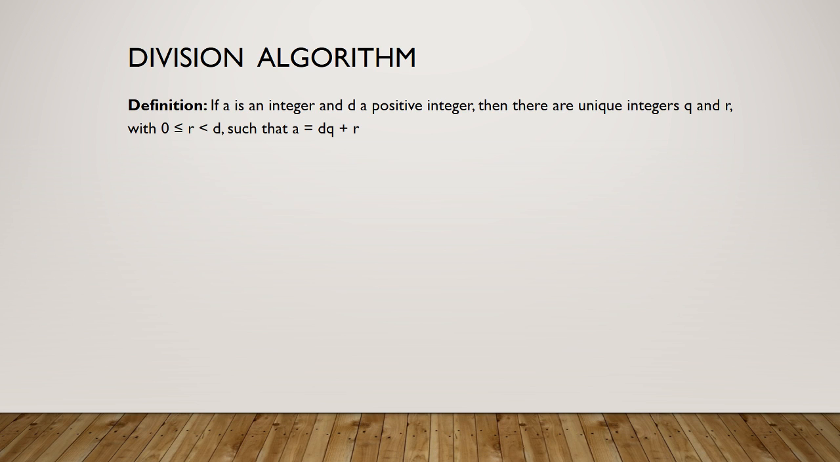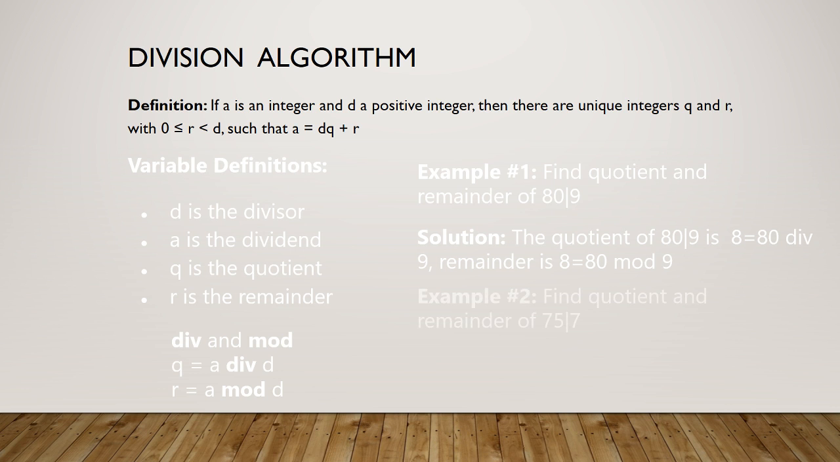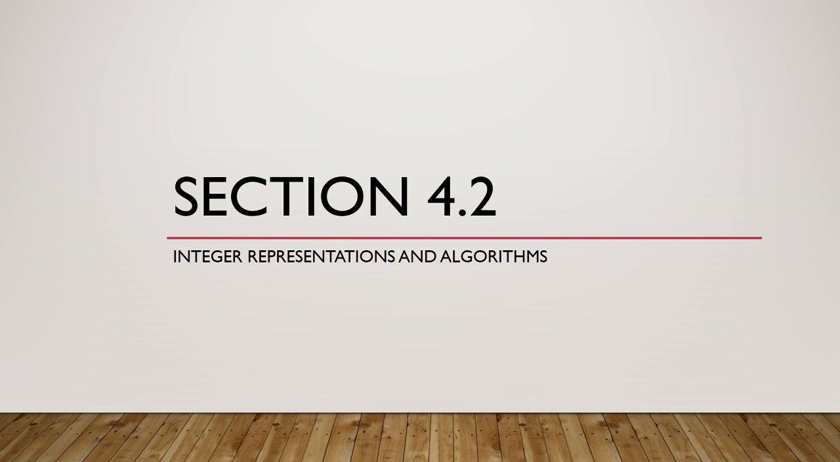Division algorithm. If a is an integer and d a positive integer, then there are unique integers q and r with 0 less than or equal to r less than d, such that a equals dq plus r. So you can see the variable definitions there. First example is find the quotient and remainder of 89 divided by 9. The quotient is 8, and the remainder is 8 as well. Find the quotient and remainder of 75 divided by 7. Quotient is 10, remainder is 5. And this is all using the same thing as we saw before. We'll probably go more into this.